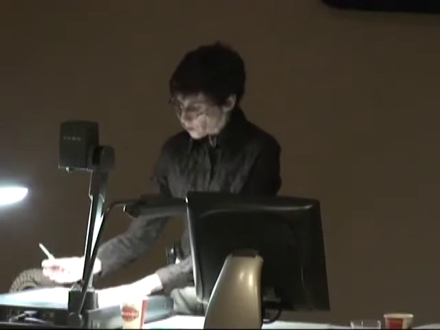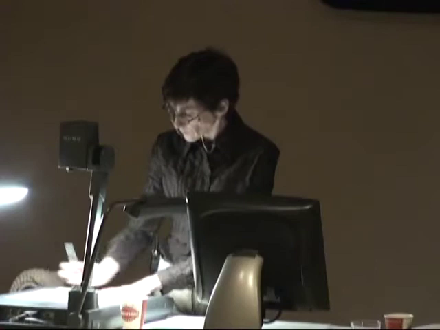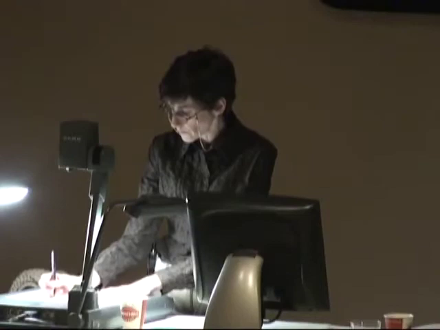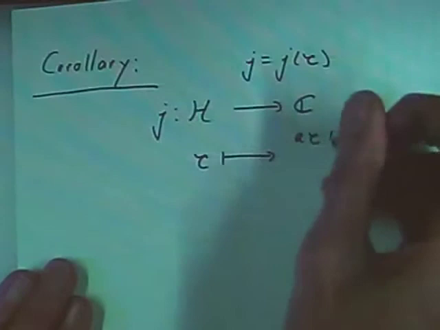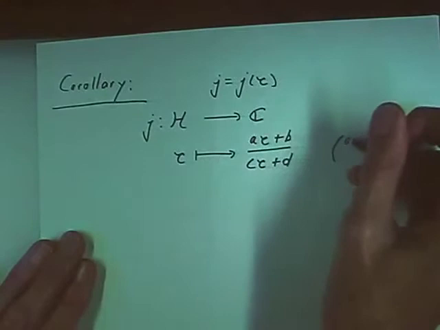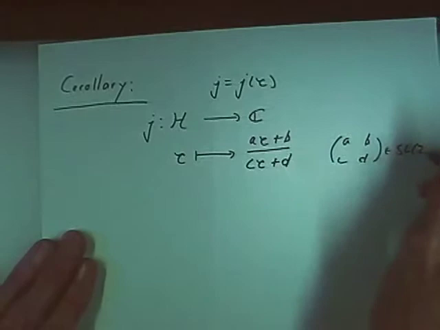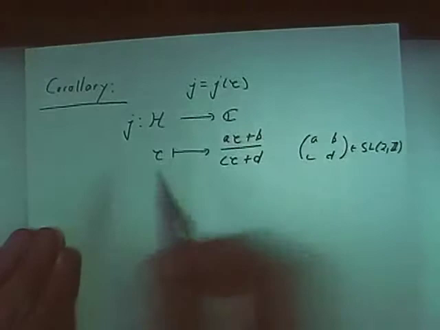So let me recall what the modular function is. It's a function on the upper half plane with values in the complex numbers, which is holomorphic on H, but it has a pole at infinity. I'll come to that in a minute, but its main property is that it's invariant under the action of SL2(Z). So j of this equals j of this. So it's invariant, and of course that's why it's called modular.